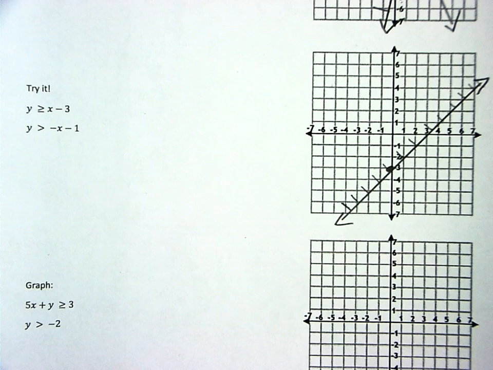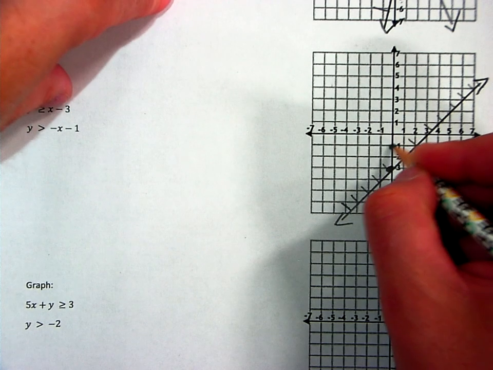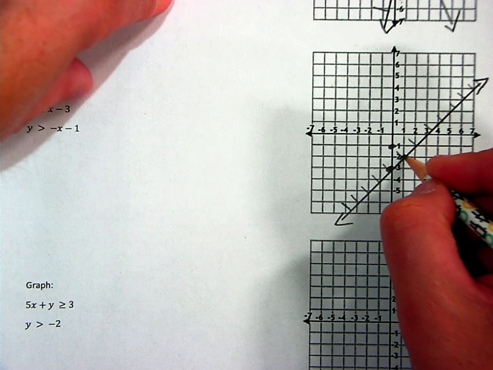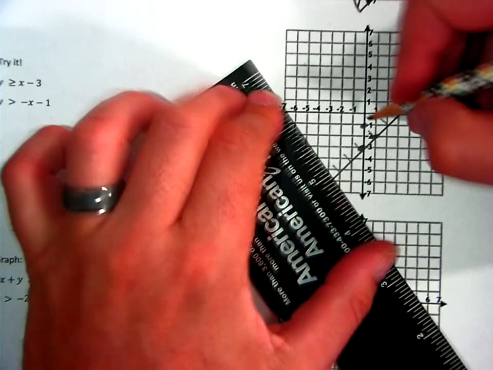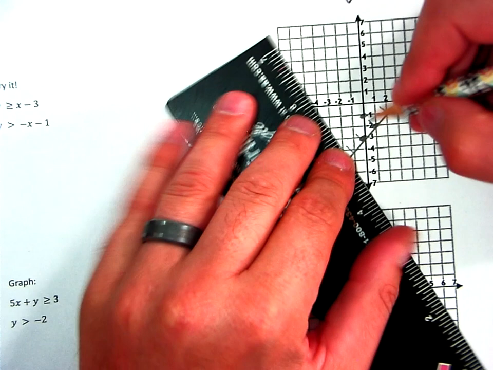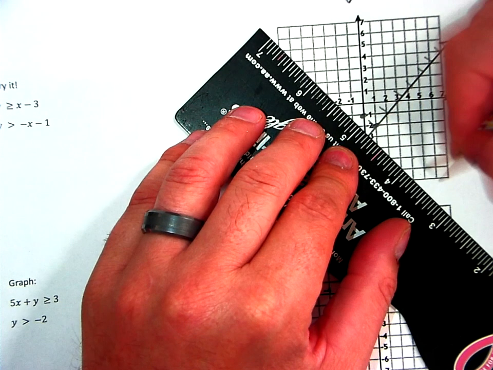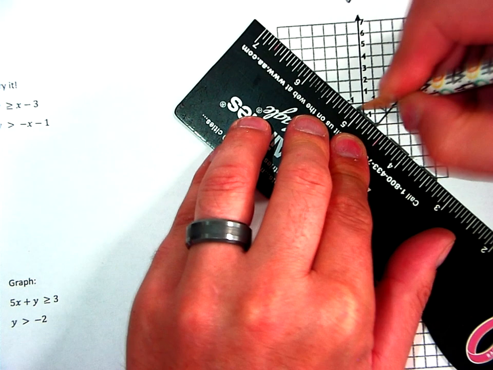The next one, y is greater than negative x minus 1. Go down 1 and put a point. My slope is down 1 to the right 1. And this is going to be a dashed line. How do I know that? Because it's a greater than. All right, and this is a dashed line.